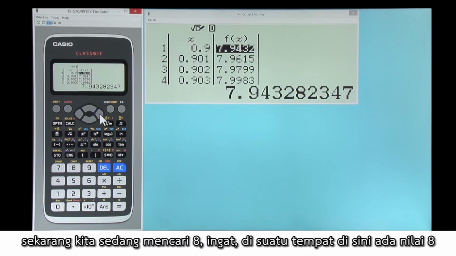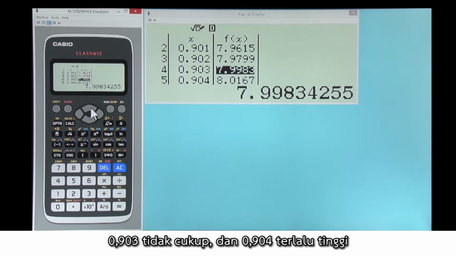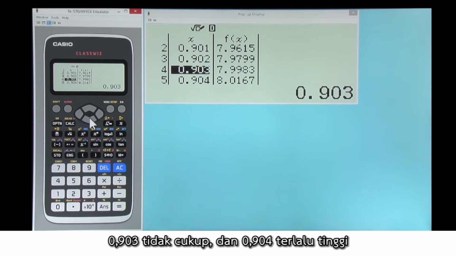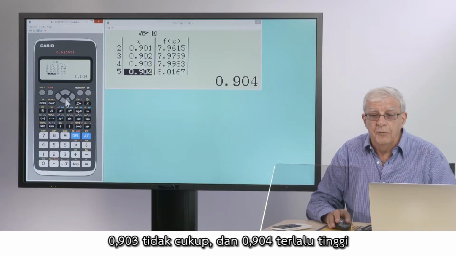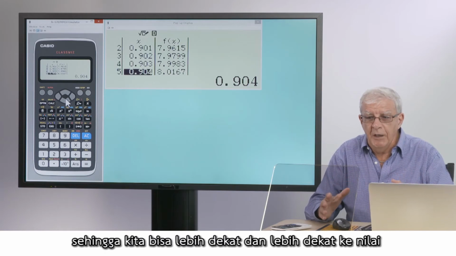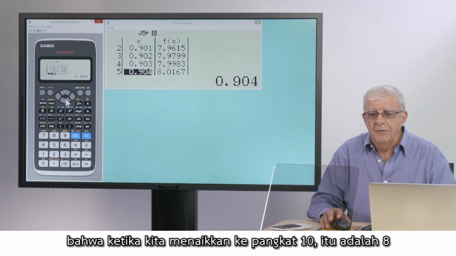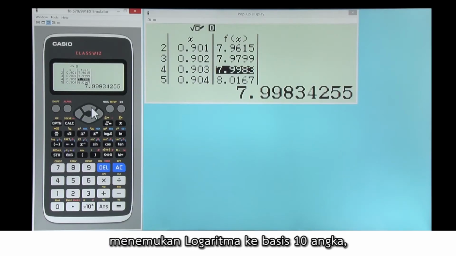And now we're looking for an 8, remember? Somewhere down here is an 8. 0.903 is not enough, and 0.904 is too much. So we could get closer and closer to a value that when we raised 10 to that power would be 8.